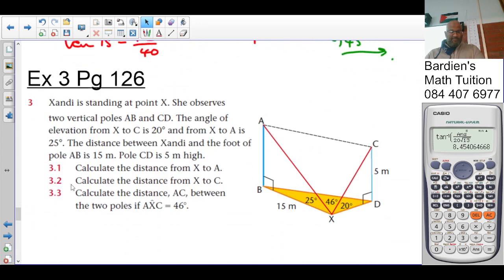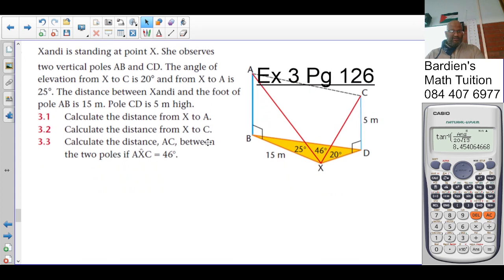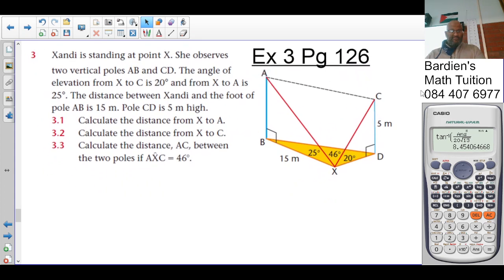In question 3, we are told that Zandi is standing at point X. She observes two vertical poles AB and CD. The angle of elevation from X to C is 25 degrees, no, 20 degrees. And from X to A is 25 degrees. The distance between Zandi and the foot of pole AB is 15, which is marked 15 there. Pole CD is 5 meters high. First question, calculate the distance from X to A.